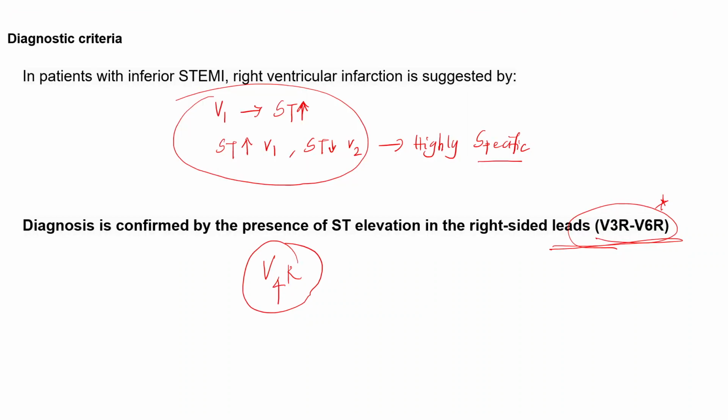One more point I forgot to tell. RVMI is caused by involvement of the RCA, right coronary artery. So that means the ST elevation in lead 3 has to be more than lead 2. This point also you have to remember. So in case of inferior MI, if you are getting this finding, lead 3 more than lead 2, ST elevation in V1, or ST elevation in V1 with ST depression in V2, these are the findings suggestive of RVMI.